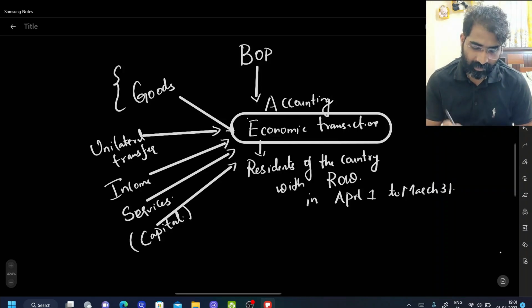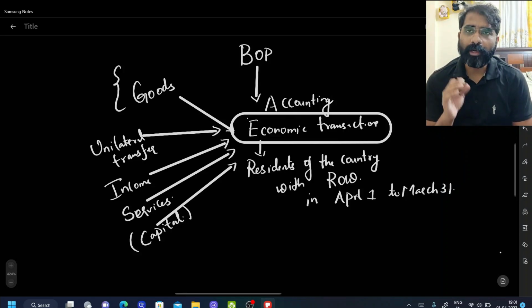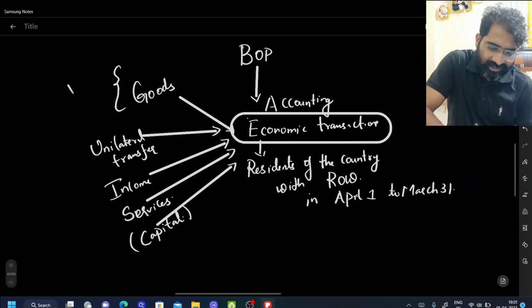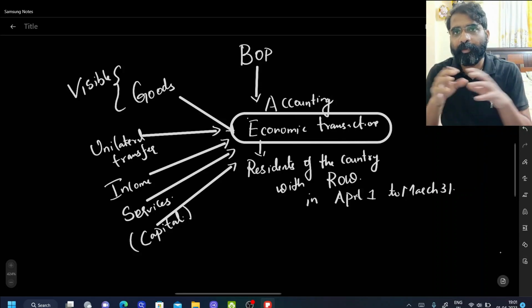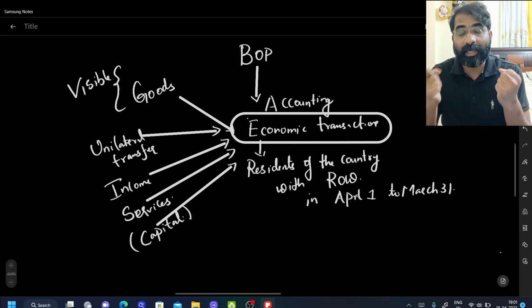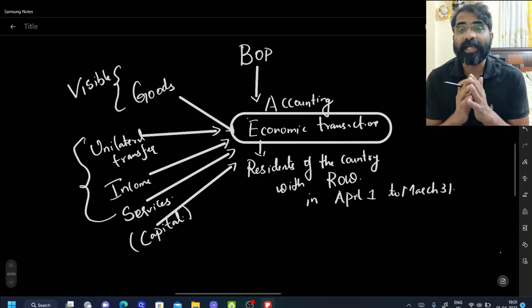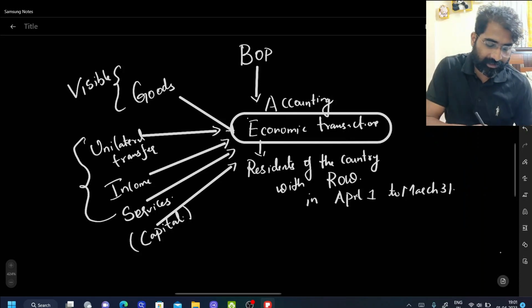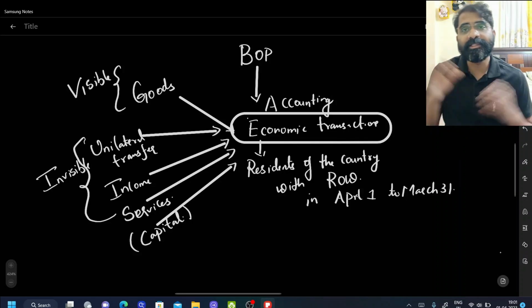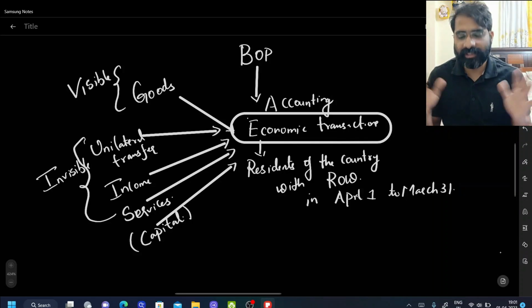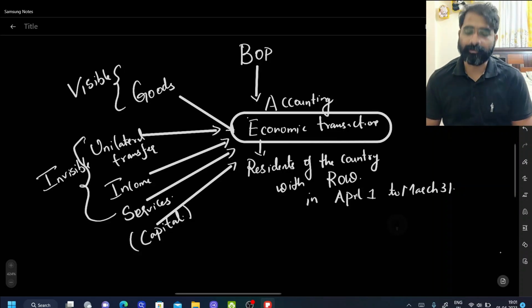Call it as capital. So when I talk about goods, this is the visible item, something which I can feel and touch. Very important. What is visible? Something that I can feel and touch. But when I say unilateral transfers or income or services, these are basically invisibles. So when I say economic transactions, these are the economic transactions. Now the question comes up.